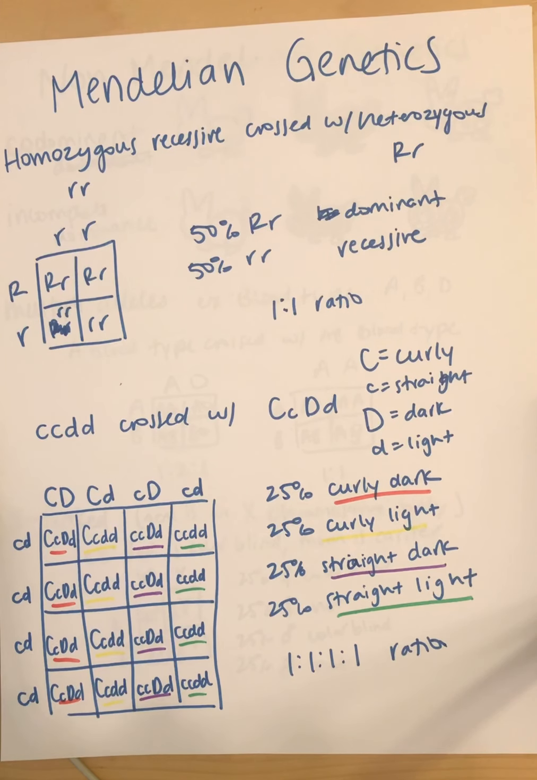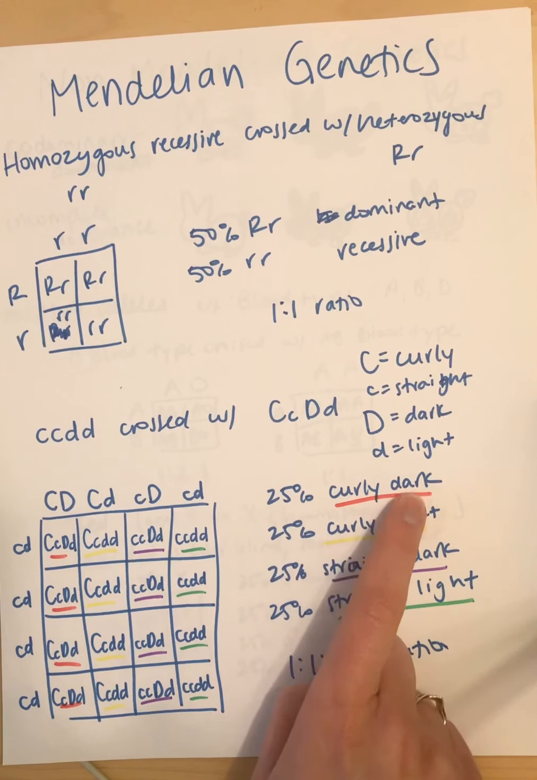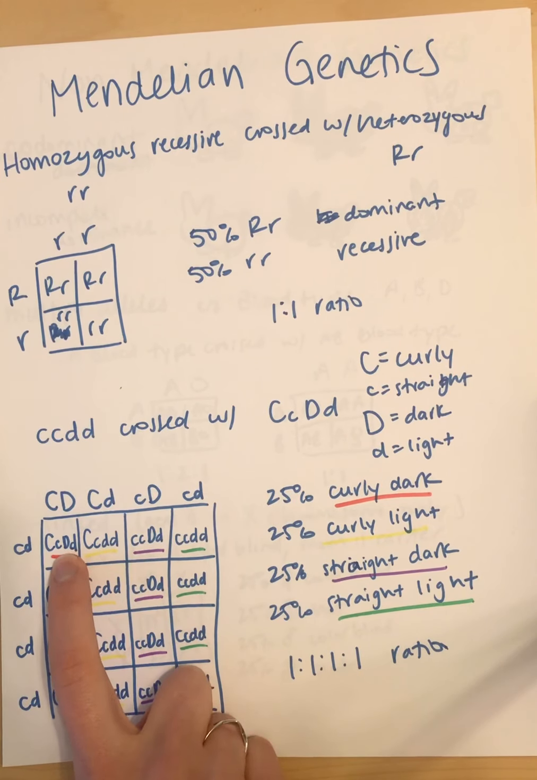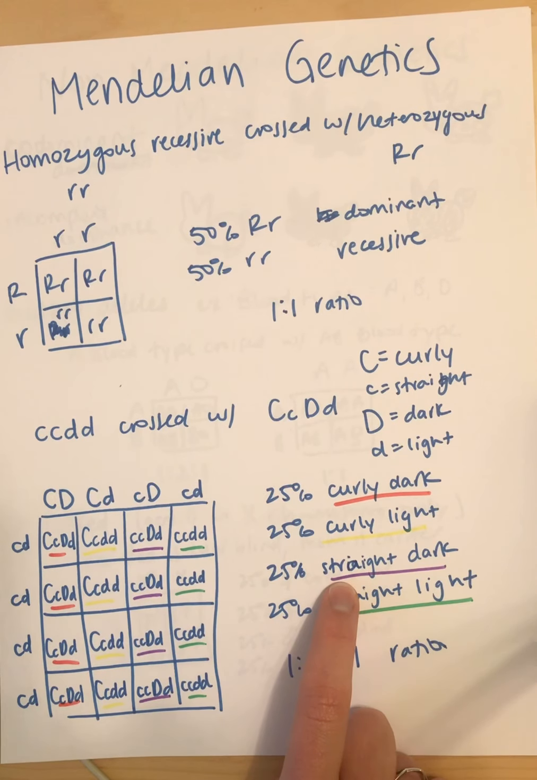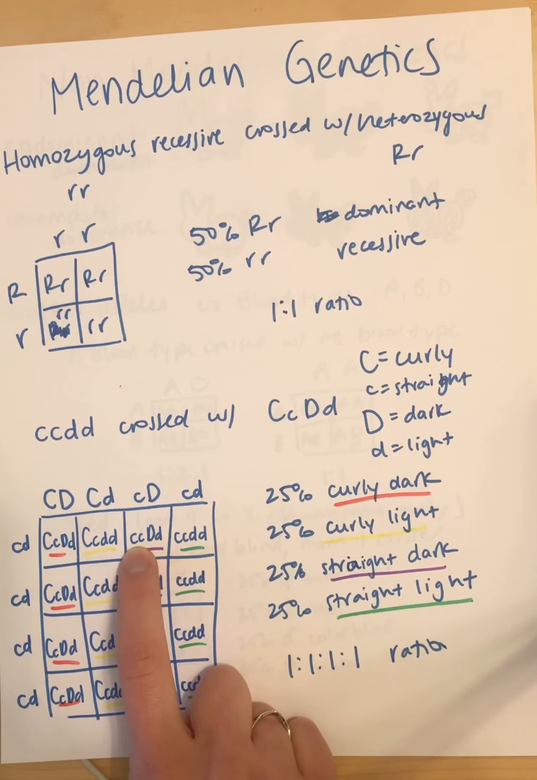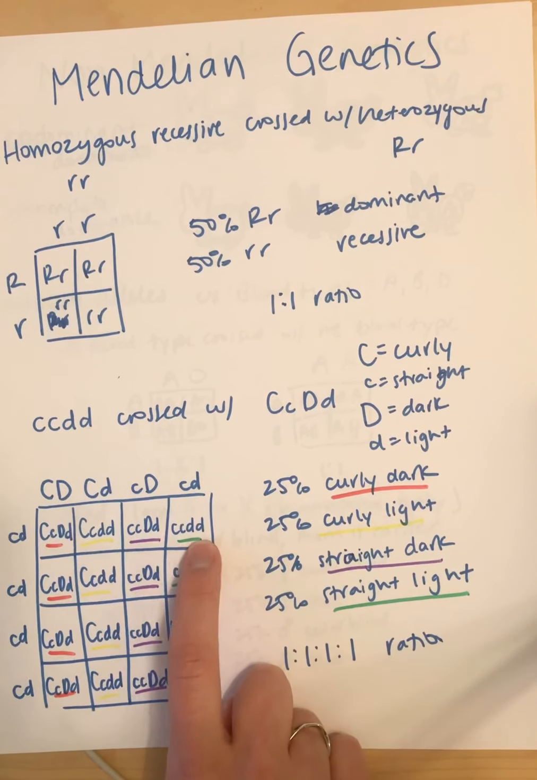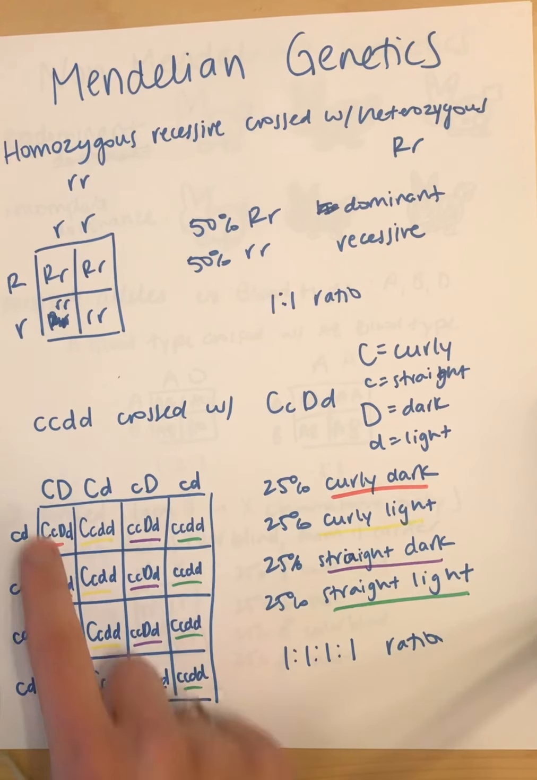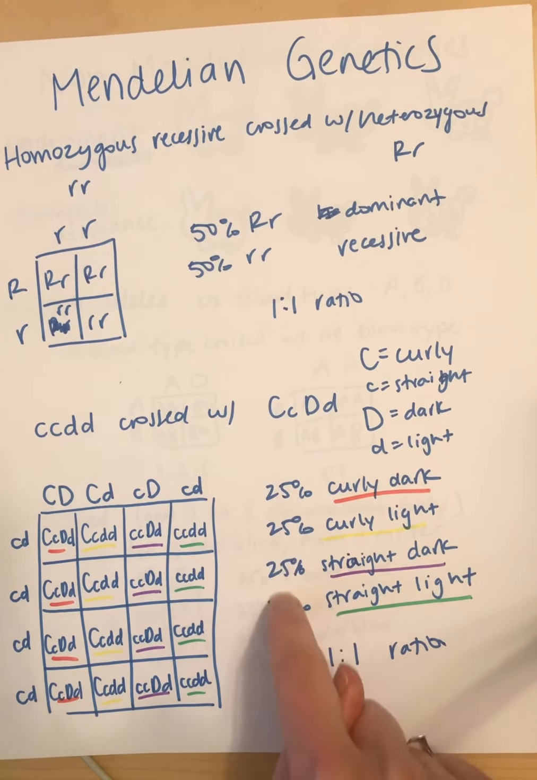And I realized that my phenotypes are 25% curly and dark, that's dominant, 25% curly and light, dominant for C, recessive for D, 25% straight and dark, recessive for C, dominant for D, 25% straight and light, which is recessive for both. So you can see that 1/4, 1/4, 1/4, 1/4 is my breakdown. So this would mean I have a ratio of 1-to-1-to-1-to-1 because they're all in equal parts.